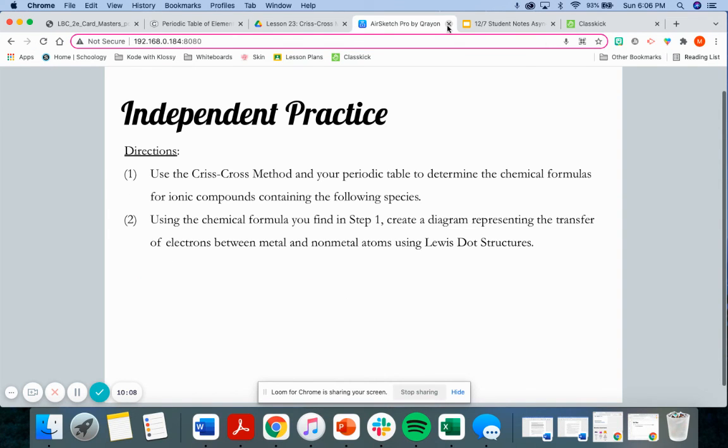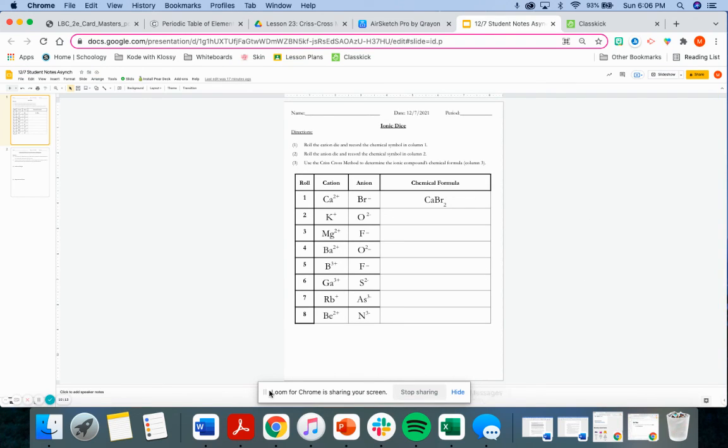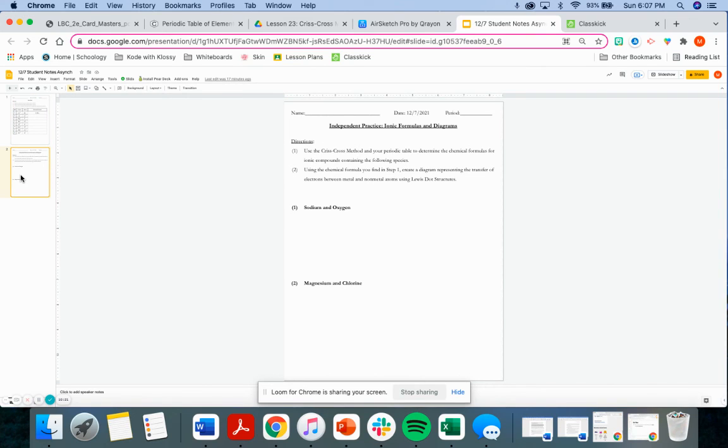So for the independent practice for today, you have to do 2 things. After you complete the practice creating chemical formulas on the ionic dice page using the random ions given, there's a second page where you need to do 2 things. One, you will need to use the crisscross method and your periodic table to determine the chemical formula for the ionic compounds below. And then finally, you'll need to use that chemical formula to create a diagram representing the transfer of electrons between the metal and non-metal atoms using the Lewis dot structures. Please don't forget that you need to do both steps in order to get full credit.